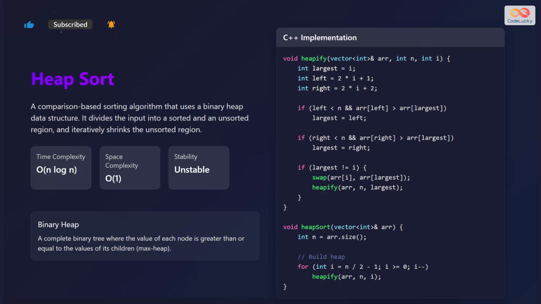sorting algorithm. A key concept is the binary heap, which is a complete binary tree where the value of each node is greater than or equal to the values of its children, also called a max heap. Let's dive into the C++ implementation of heapify and heap sort.